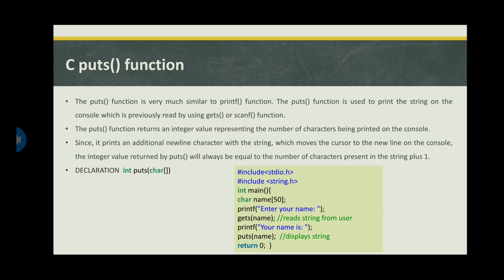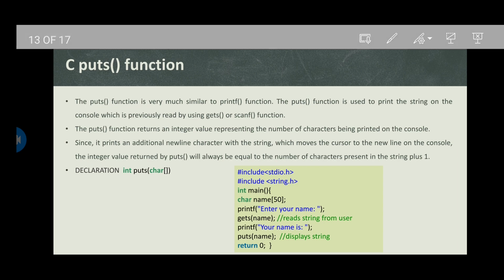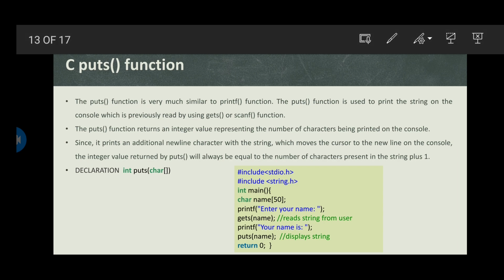The puts function is used to print the string on the console which was previously read by gets or scanf. The puts function returns an integer value representing the number of characters printed on the console. Since puts prints an additional newline character with the string, which moves the cursor to the new line on the console, the integer value returned by puts is always equal to the number of characters present in the string plus one. The declaration of puts is puts of char.